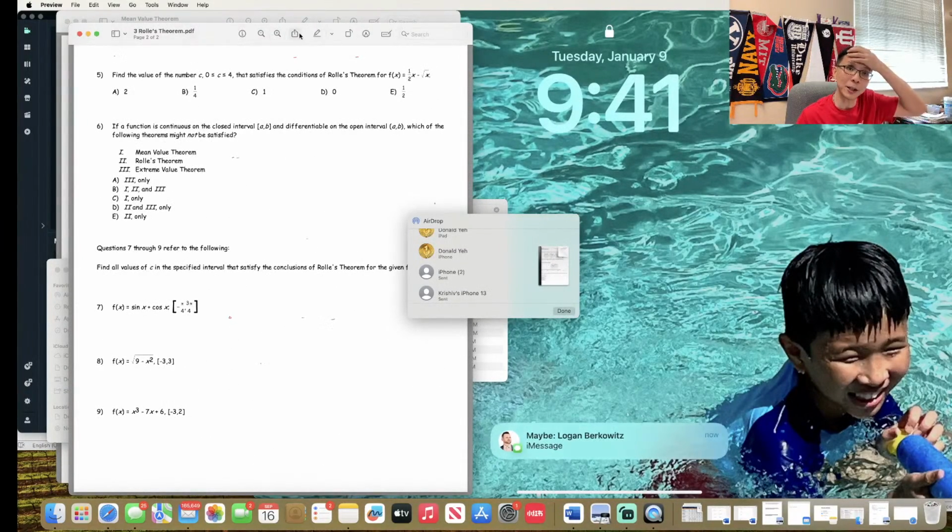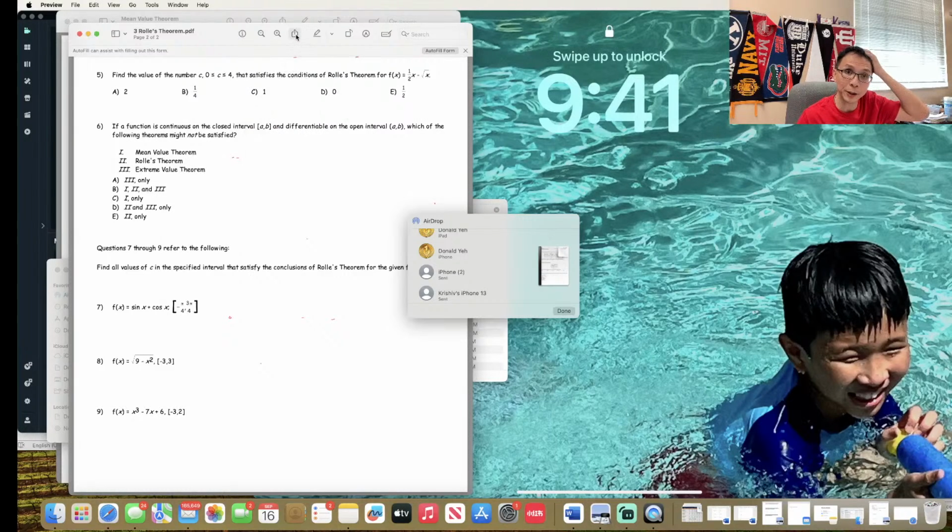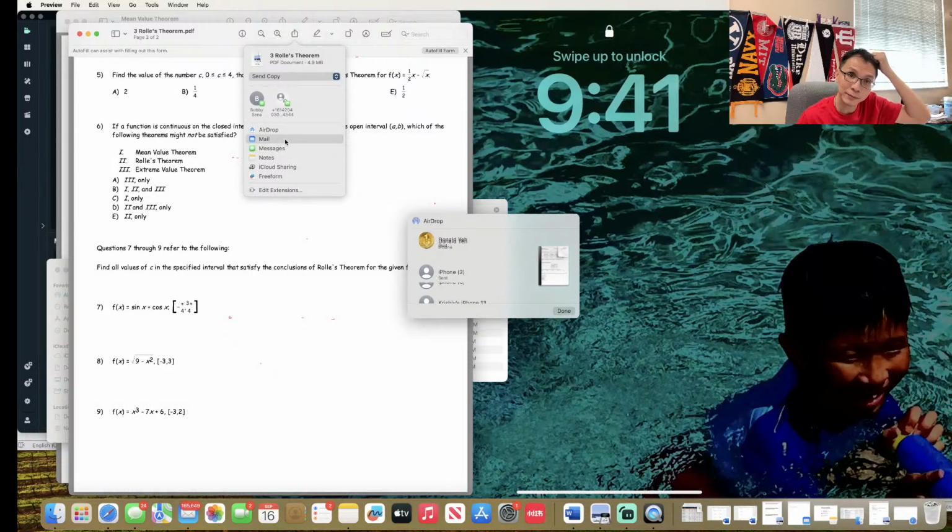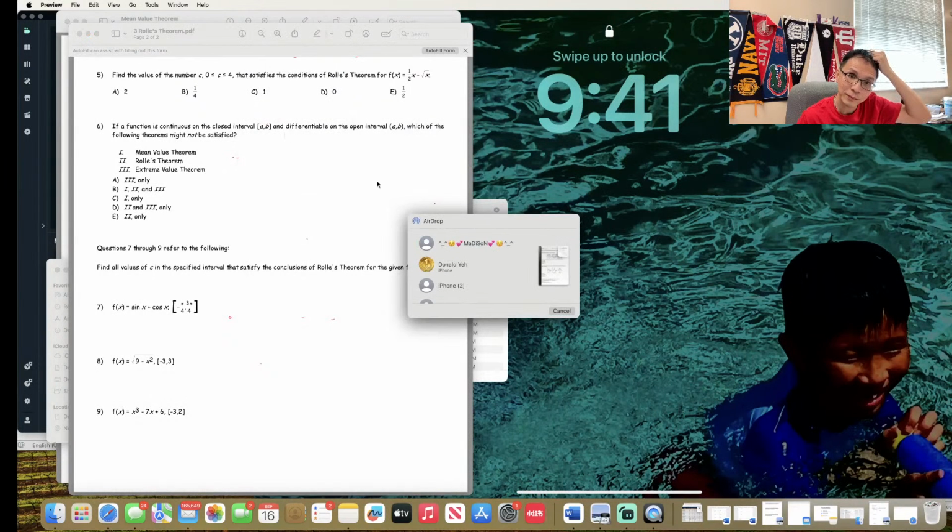The second worksheet is Rolle's Theorem. So I'm going to send it to you right now. We have to do both of these tonight. There's another one coming, so 3 of these tonight. It's easy. Light work. This is all something you've done last year.